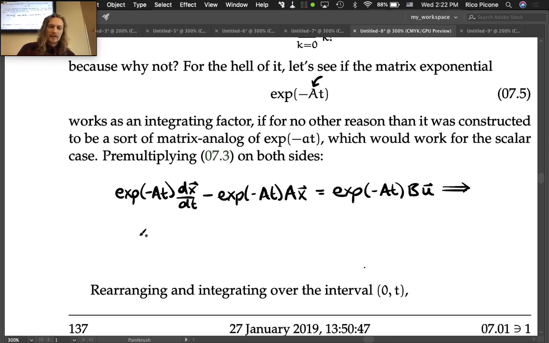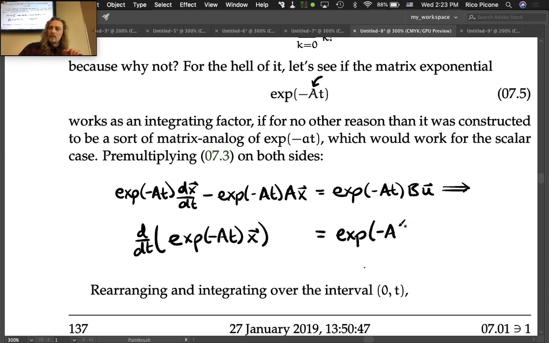So on this left-hand side, we're going to have d/dt of the exponential of negative At and then x. Okay. So that'll be the left-hand side, and we'll leave the right-hand side the same in this step. So let's check what we just did.